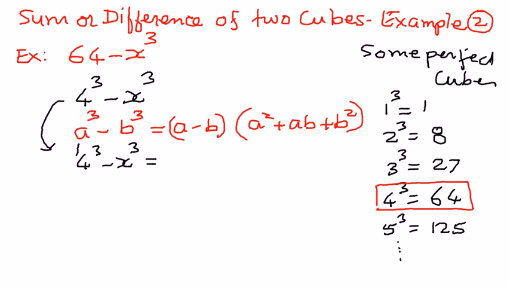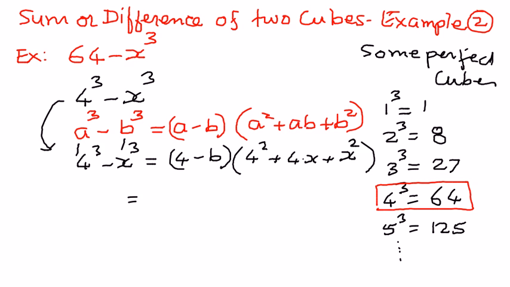For us, a is 4 and x is b. So 4 minus b, and then in the second set of parentheses we take the first term, which is 4 for us, raise it to the power of 2, that is a squared, plus ab, 4 times x, plus the second term, x for us, raised to the power of 2. Now it is just a matter of simplifying these terms.